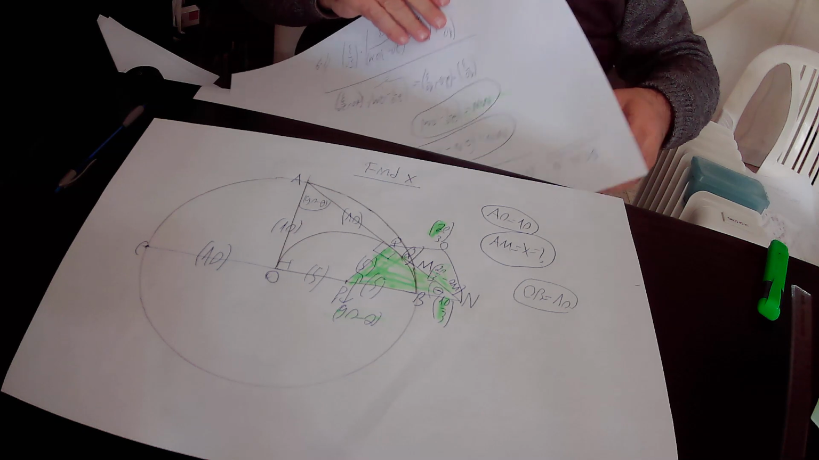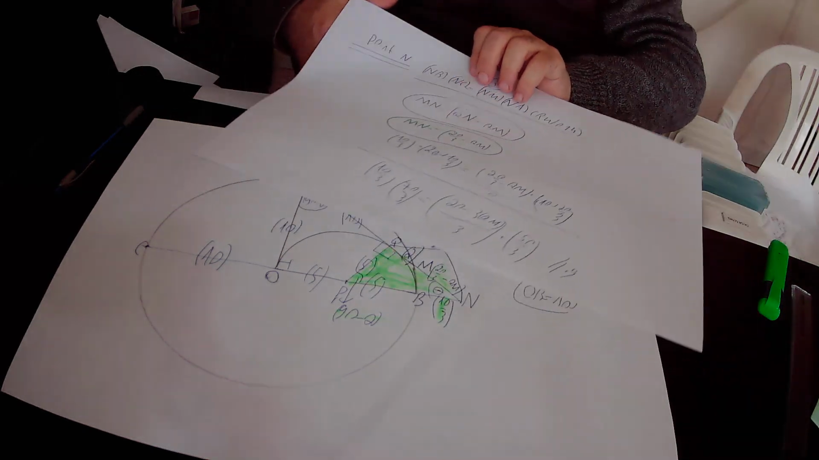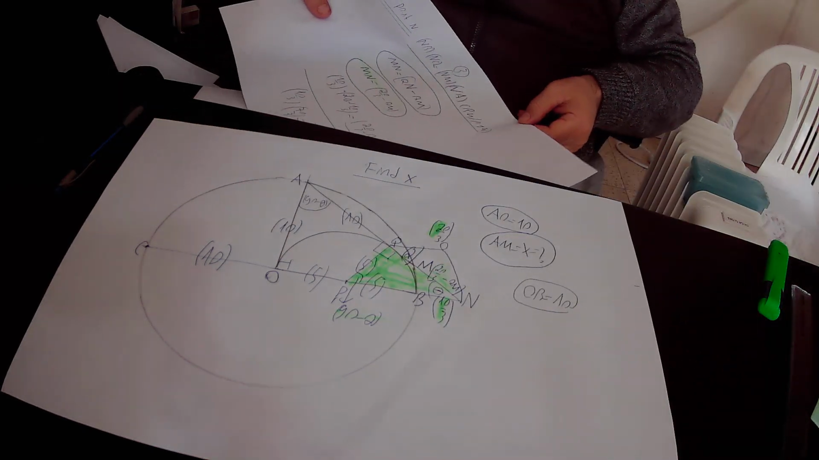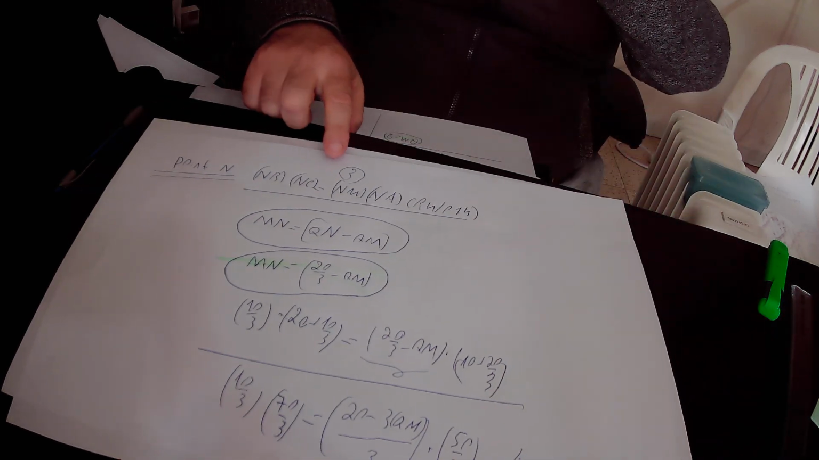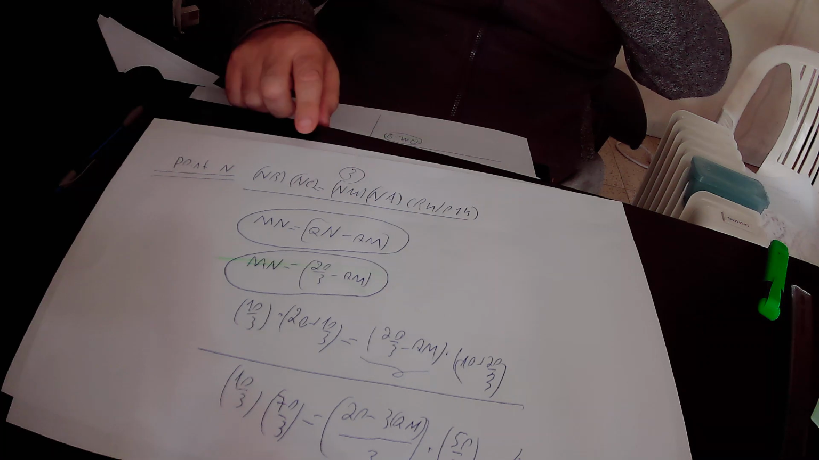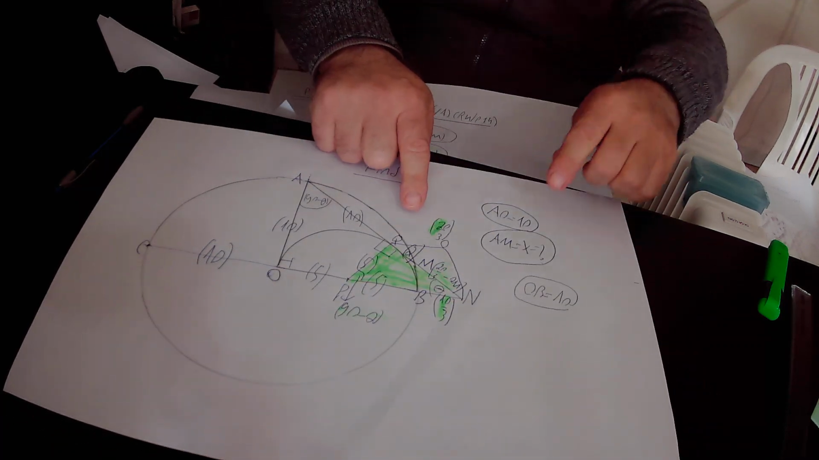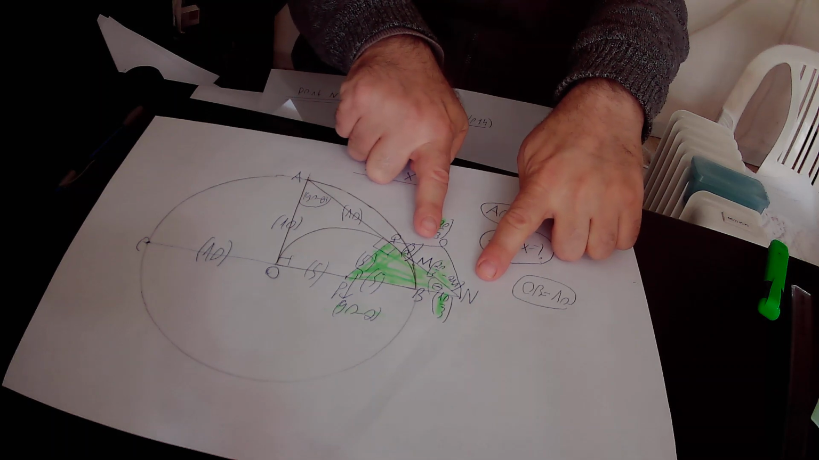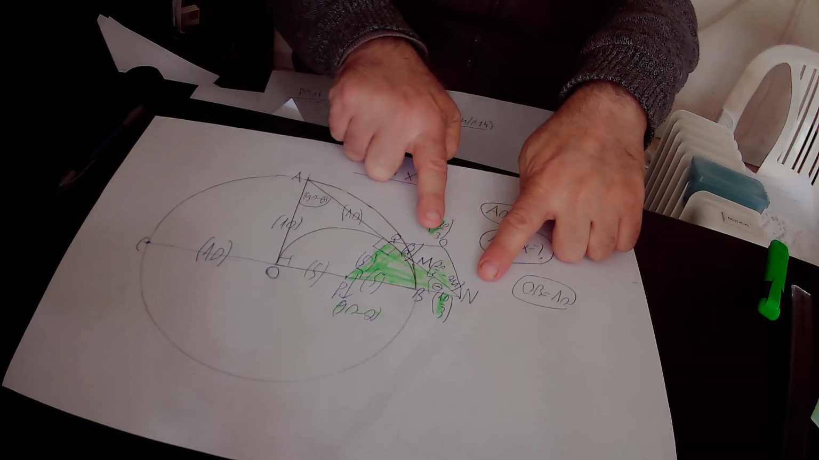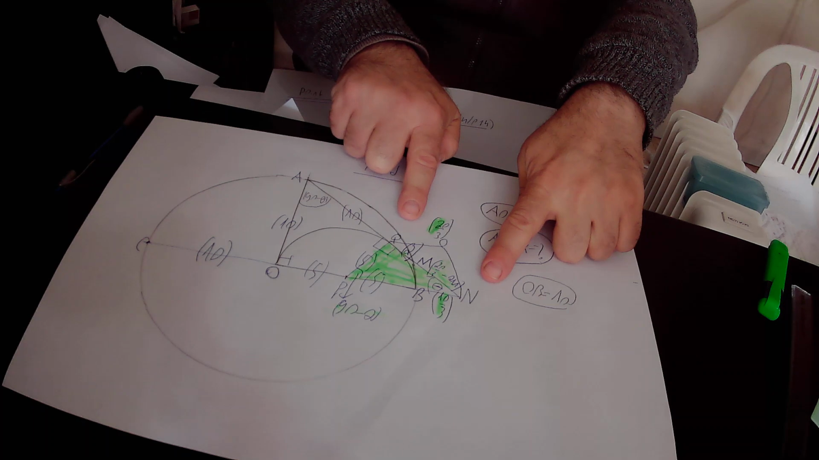Repeat again: according to rule number 14, NB times NC equals NM times NA. Then we found out the length of NM. From the drawing, it is very easy to see that NM equals Qn minus Qm.